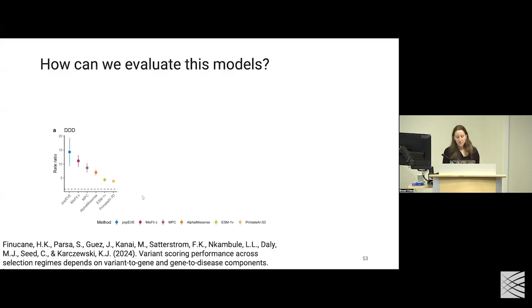In the first evaluation, they looked at de novo mutations in severe disorders, where they're comparing mutations in individuals with developmental disorders, et cetera, versus unaffected controls. And for this particular case, you see models like PopEve really shine, which is awesome.